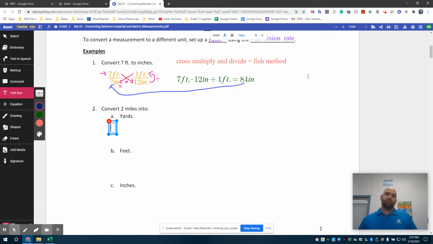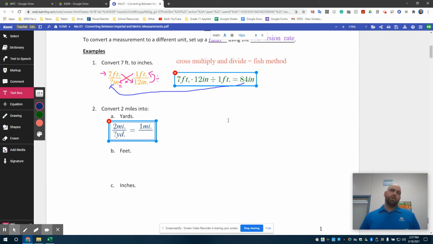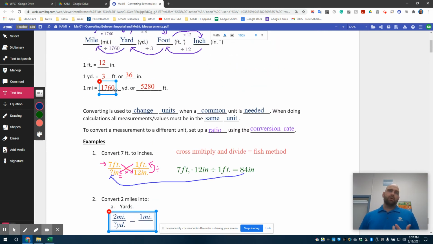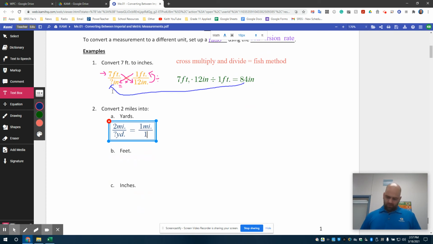Every time that we have a conversion, I'm going to start off with a ratio. We're given 2 miles, and we want to figure out how many yards. So I'm going to use an X there, question mark yards. We need to know our ratio, so we're going to put the mile on top, and then we want to know how many yards are in a mile. Well, there are 1,760 yards in a mile.